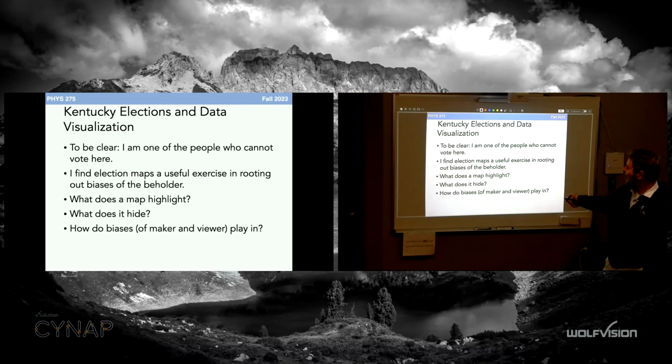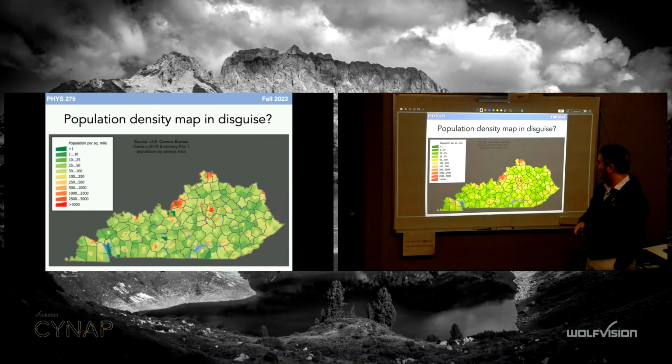So what does a map highlight and what does it hide? If you see an election map, or anything like it really, how do the bias of the maker and the viewer play into this whole thing? Usually, this is the first one to look for. Is this secretly a population density map?